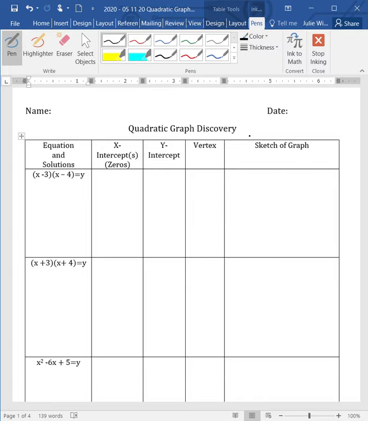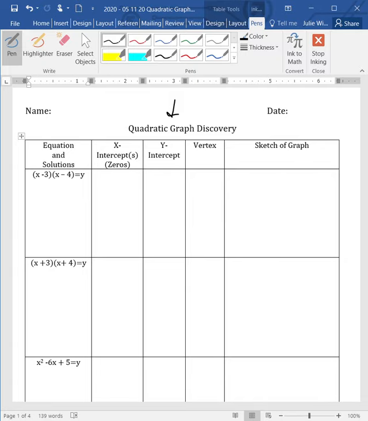Okay, so I've shared this Word document, Quadratic Graph Discovery, with you in the files in our Teams so that you can have that and follow along if you so desire. And I also, you can see, have Desmos pulled up because that's going to be kind of how I like to teach this as sort of a discovery type of method so that you can see how the factored form and the solutions relate to the actual graph.